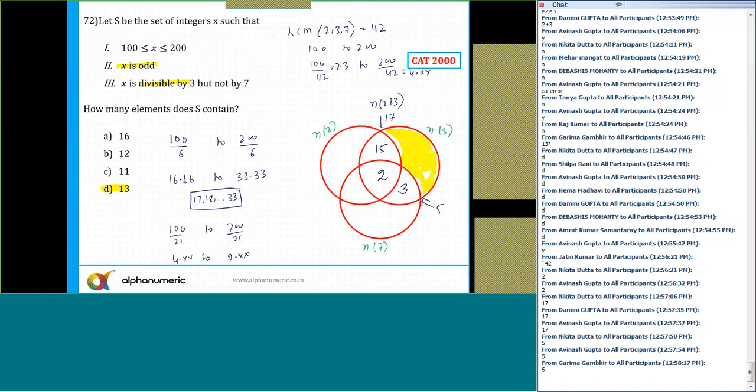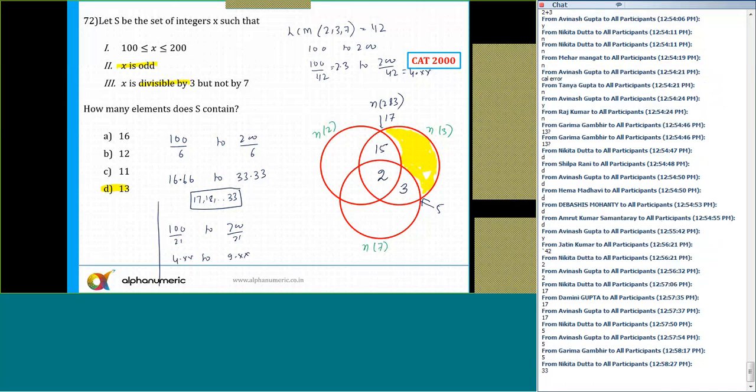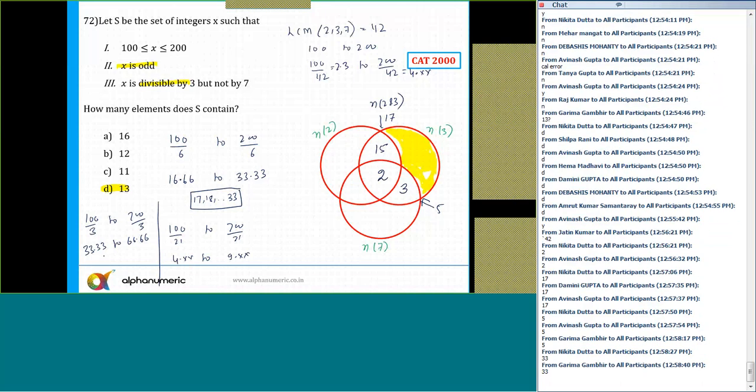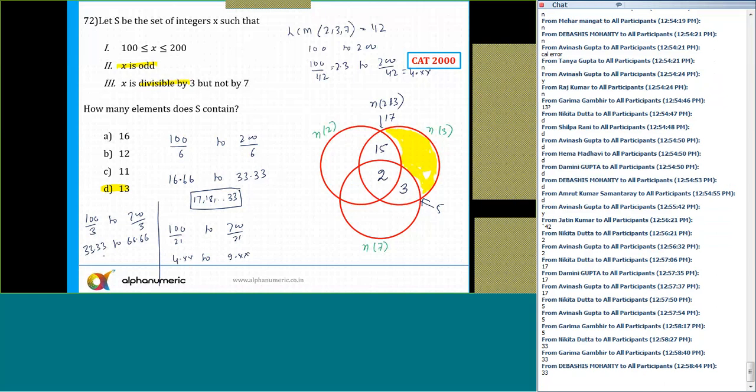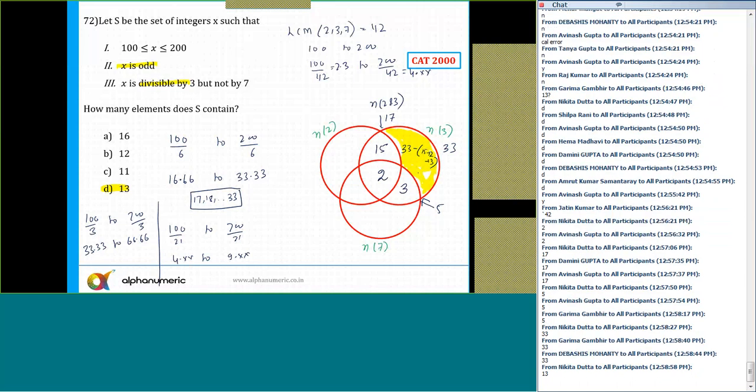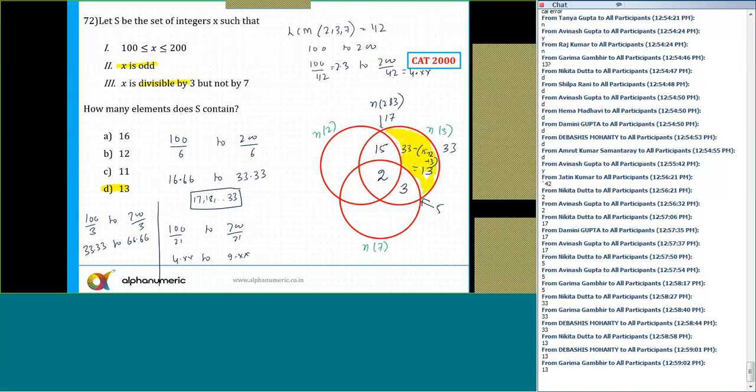And last step, find the total number of integers which are multiples of 3. So for multiples of 3, I can say 100 by 3 to 200 by 3. 100 by 3 is 33.33 and 200 by 3 is 66.66. So how many integers are there between 33.33 and 66.66? There will be 33 integers. So that is 33. Now can I say this yellow portion is 33 minus 15 plus 2 plus 3? What is this value? 15 plus 3 is 18, 18 plus 2 is 20. So that will be 20. That's why the correct answer is 30.